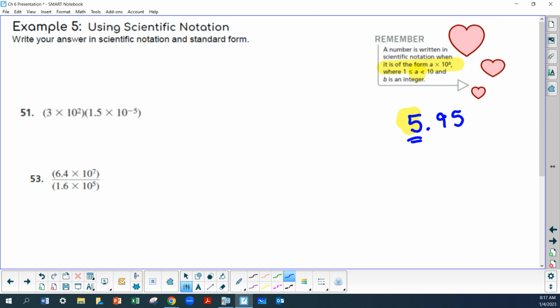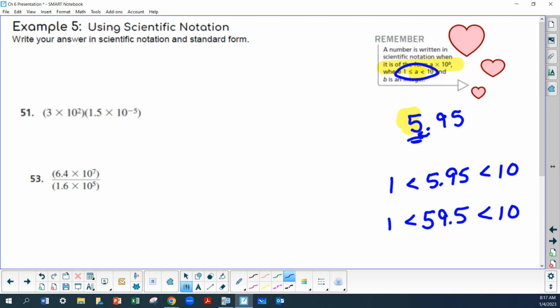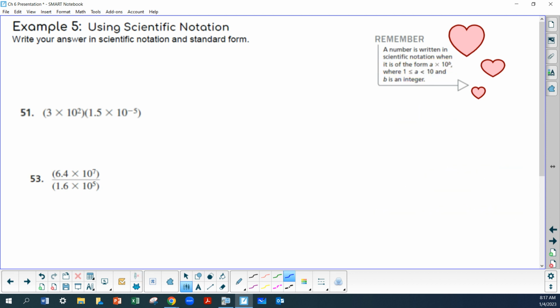Let's say I get 5.95. Only one digit to the left of that decimal point. So that means it's a number that fits between 1 and 10. Is that true? Yes, 5.95 is between 1 and 10. What if I had written 59.5? Does that fit between 1 and 10? No. So I will have to do that adjustment. Hopefully you kind of remember some of your scientific notation rules.